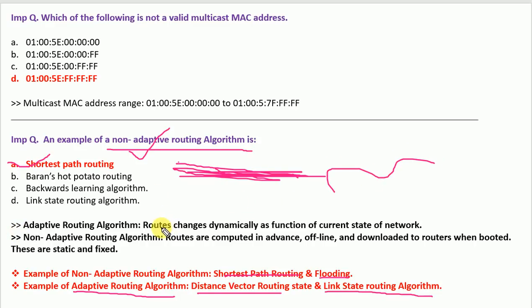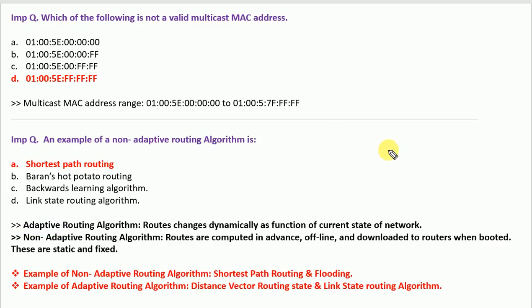For the adaptive routing algorithm, adaptive means it can adapt to any situation. Suppose this packet has to move from sender to receiver in this way, but according to the situation it can go this way as well. Such things happen in adaptive routing algorithms. So I hope from this question we have gained a lot of concepts regarding routing algorithms, and these are all standard examples related to routing algorithms.